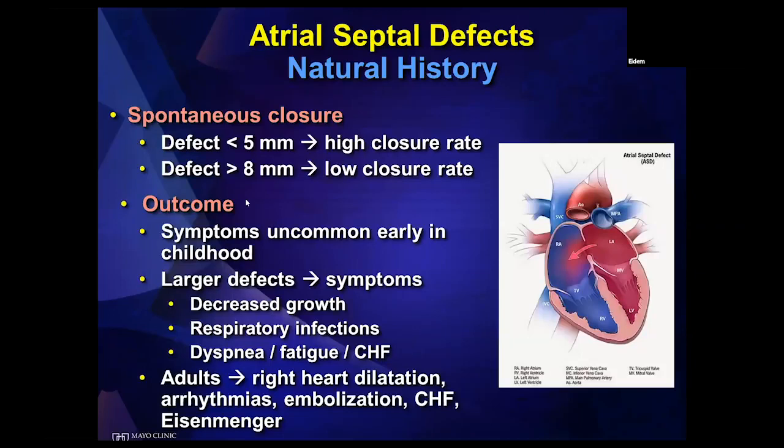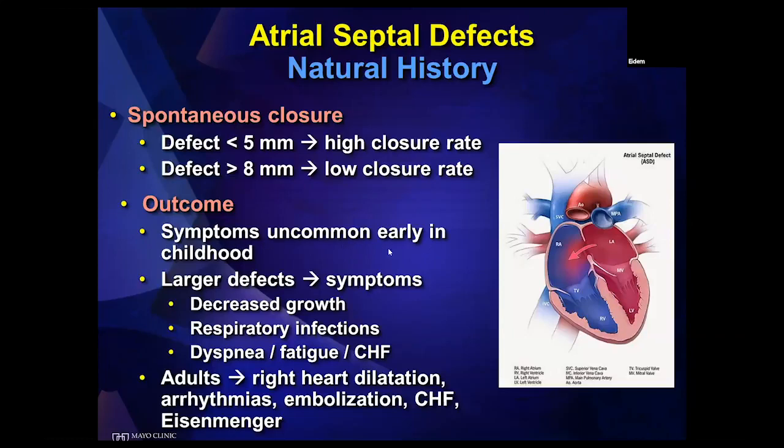So the natural history of ASDs, you may have spontaneous closure if your defect is under 5 millimeters in size. Those patients with defects of 8 millimeters or greater tend to have a lower incidence of spontaneous closure and will go on to need either interventional or surgical closure of their ASD. Outcome with ASDs is typically quite good.